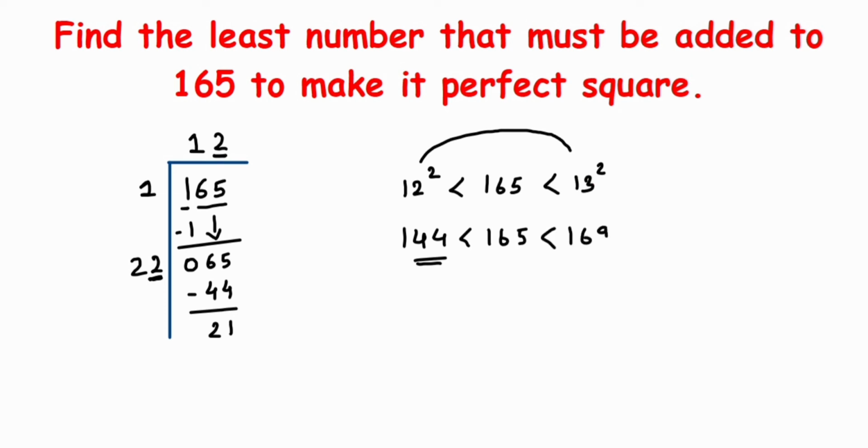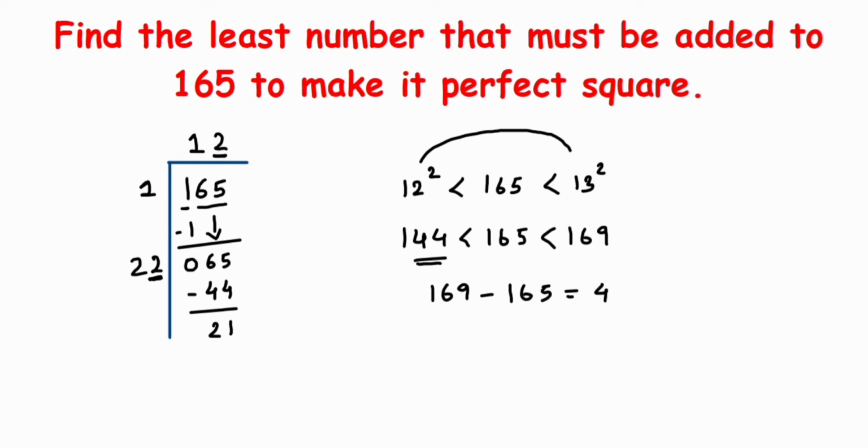I'm going to explain once again. We got 12 in the quotient and 12 square is 144. In the question we got the number 165, that is greater than 144. 144 is already a perfect square. The next perfect square after 144 will be 169, that is 13 square. Now we have to check how much we have to add to 165 to get 169. So we'll simply subtract them. 169 minus 165 is equal to 4. So the least number will be 4.